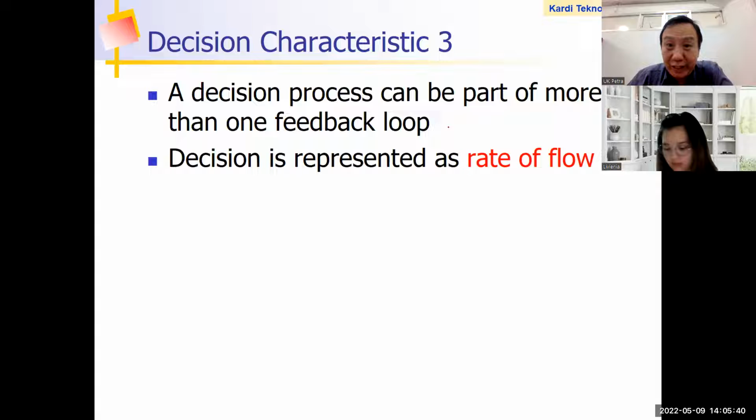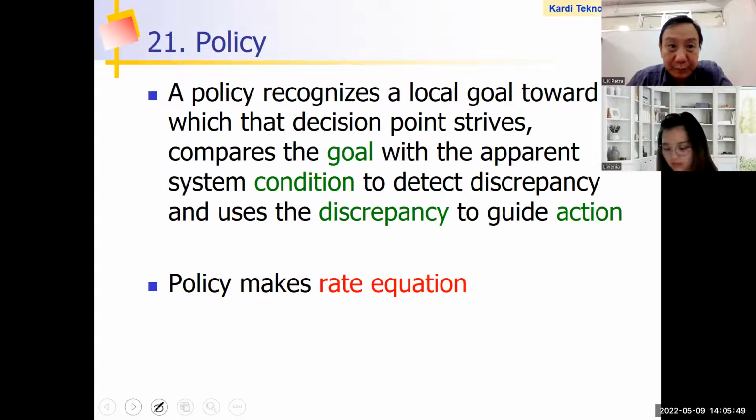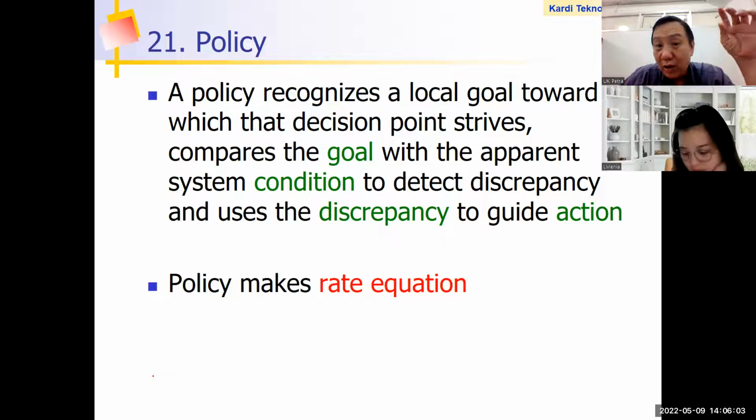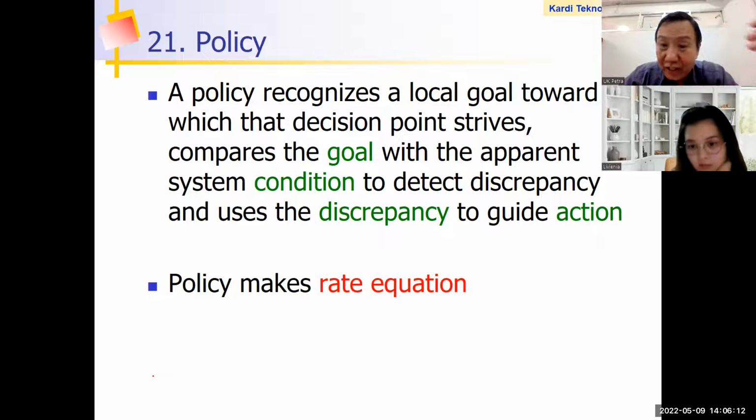So a decision process can be part of more than one feedback loop, represented as rate of flow. This is important. A policy recognizes a local goal toward which the decision points strive. Compare that goal with the apparent system condition, the system level, to detect the discrepancy and use this discrepancy to guide action. So policy will make a rate equation. This is very important.